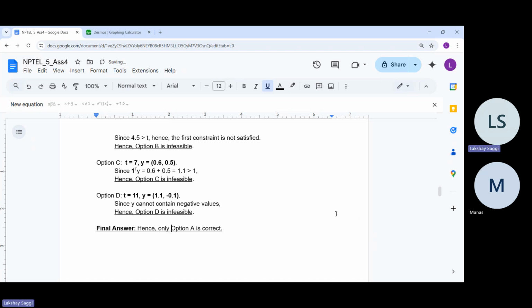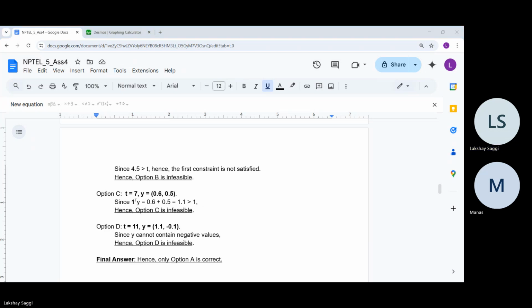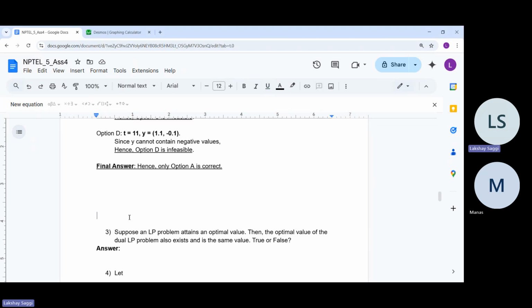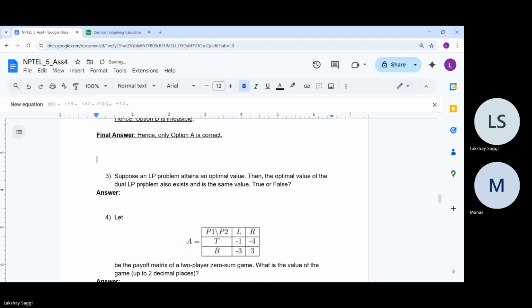And I think there is a similar question in this week's quiz also. So for that also you'll have to do it. Yes. So Manas, you're actually correct. You have to know the axioms and just check the feasibility using those. So now we move on to the next question then.